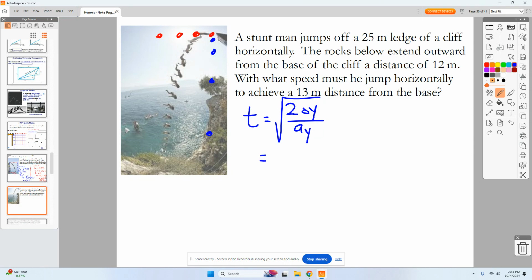Do you guys agree I can go through the same logic that I had from the first problem that we looked at to solve that equation for time?